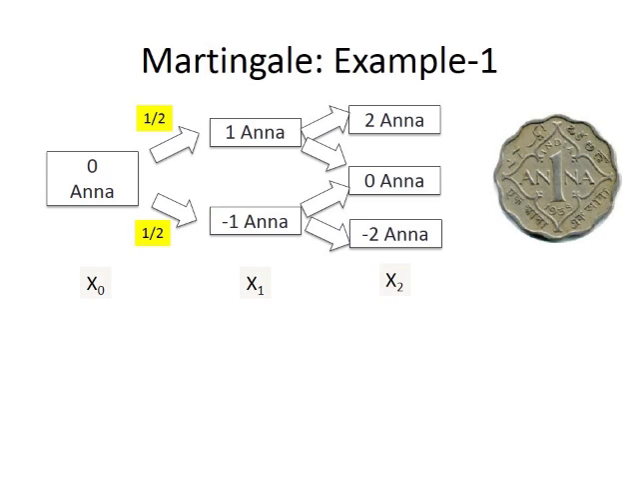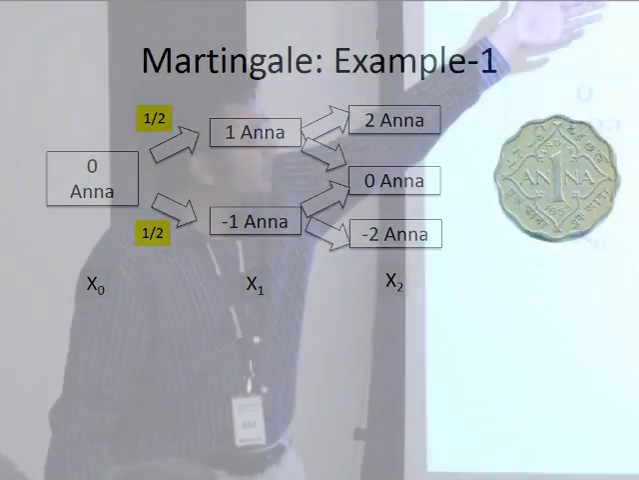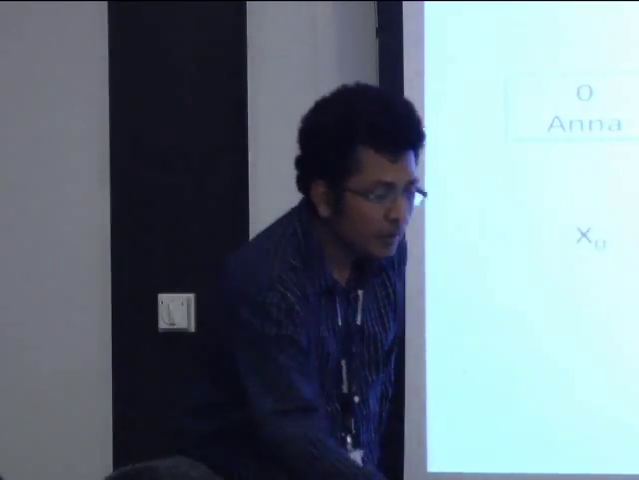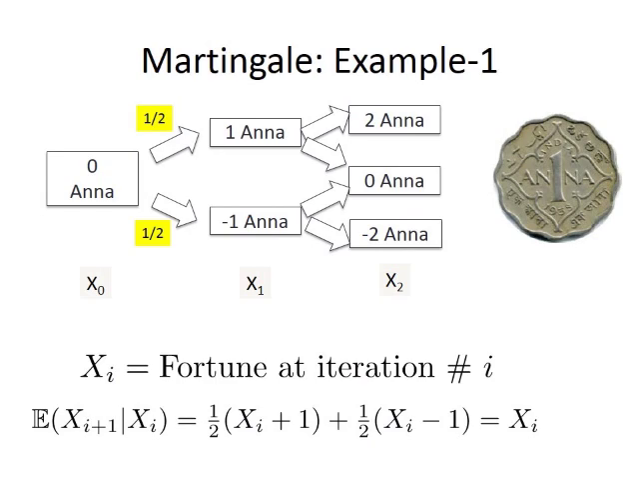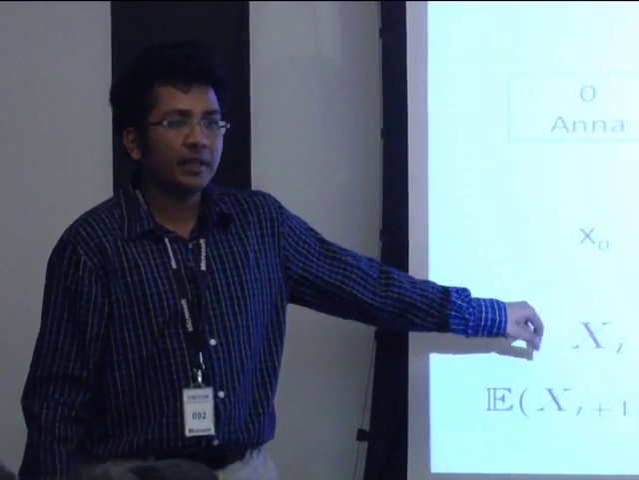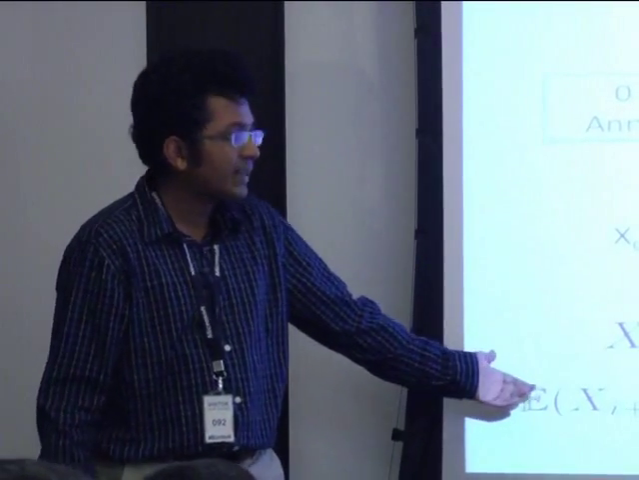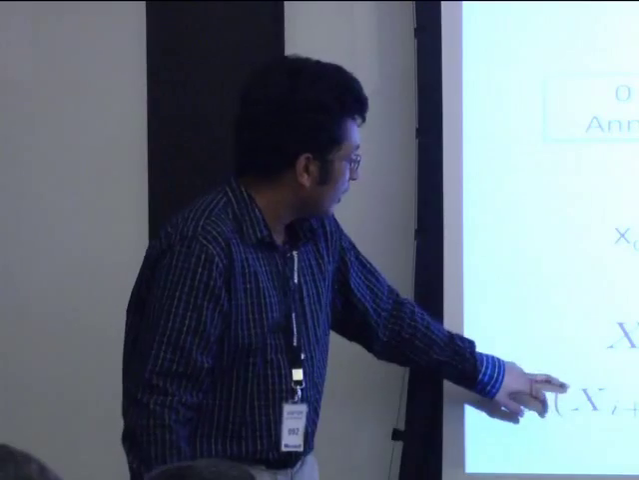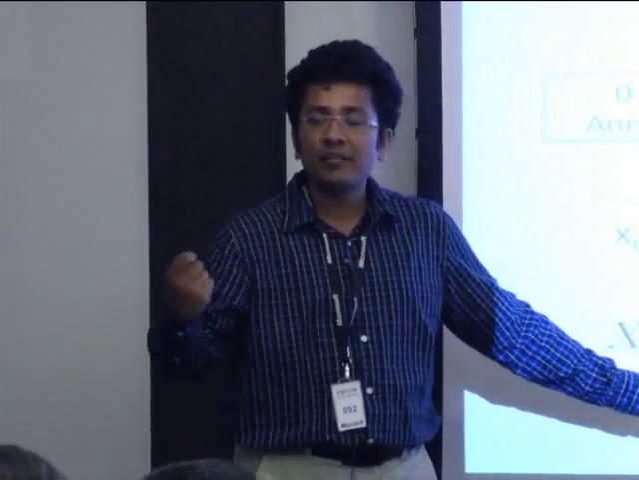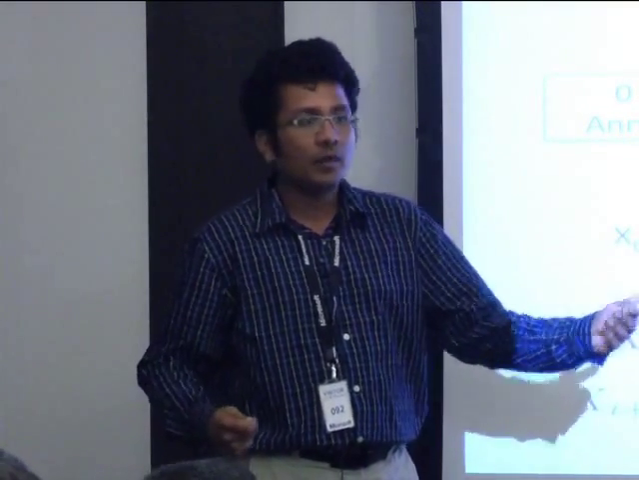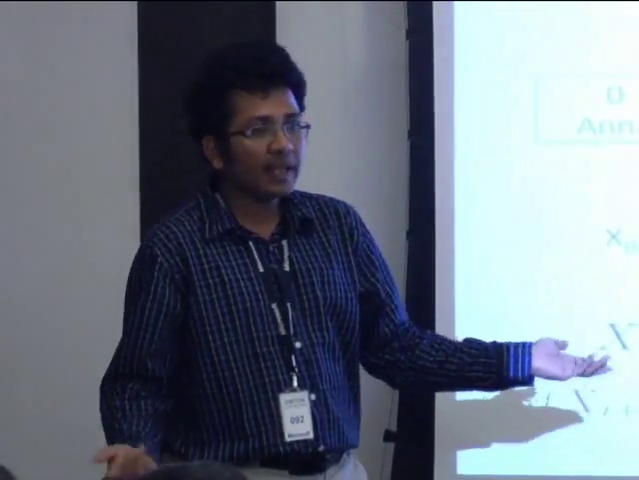At the second time step, you can either get 2 or 0 from the top branch, or you can get 0 or minus 2 from the bottom branch, and you keep playing this game. So let xi be the fortune, the amount of money that you have or that you owe if it's negative, at iteration number i. You can easily see that xi is a martingale. It's a first textbook example of a martingale. Why is that? Suppose xi is the amount of money you have in hand or you owe right now. What's the expectation of how much money you will have in one step? Half probability xi plus 1, with the other half probability xi minus 1. Cancel out, you get xi.